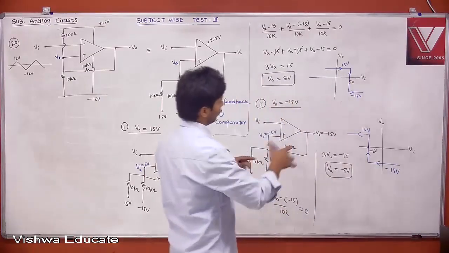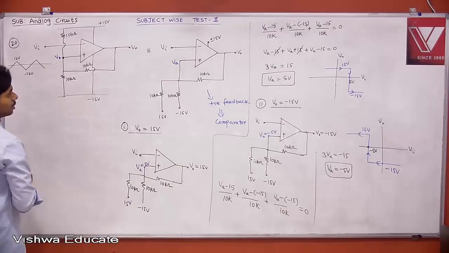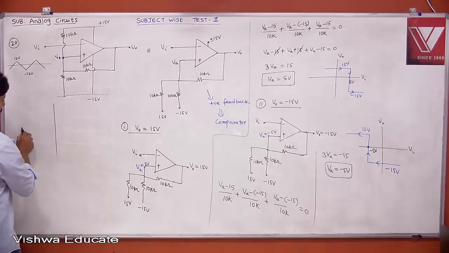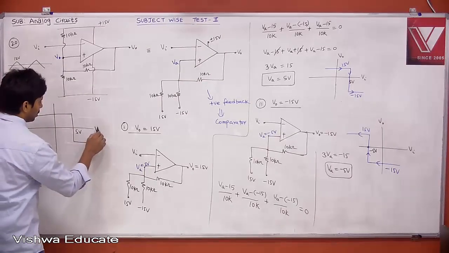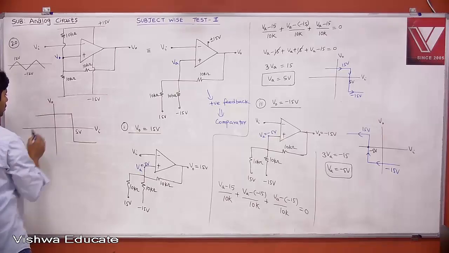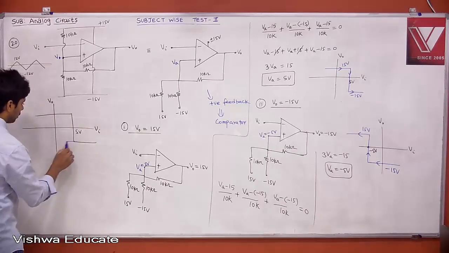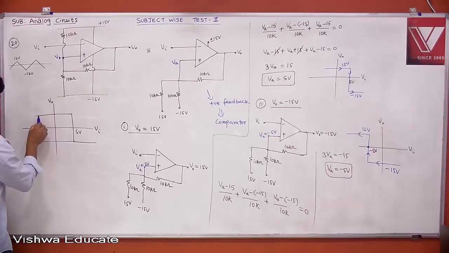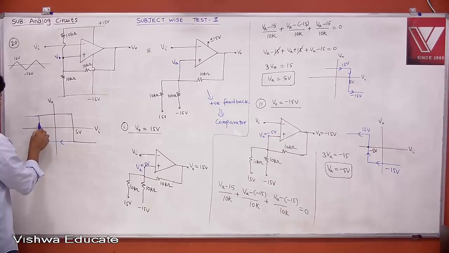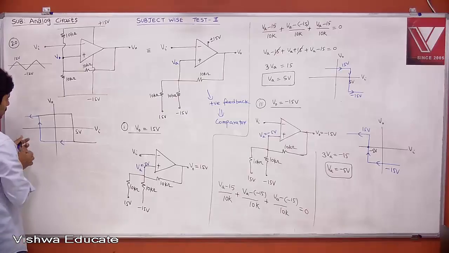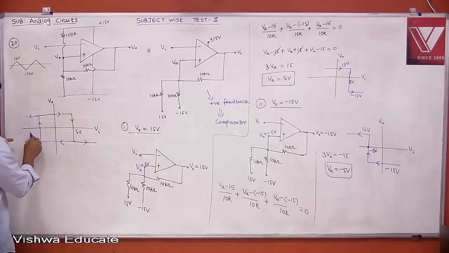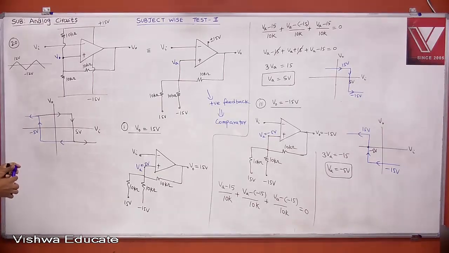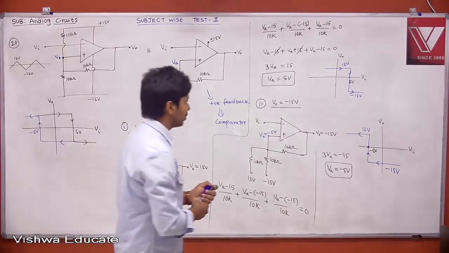If you combine these two, what will you get? If you combine those two, you will get a transfer curve like this. This is 5 volt. This is your VI, and this is your V0, and you will get another curve. Therefore, this is the arrow, and this is minus 5. This is your hysteresis curve. Now you can respond to your actual input.